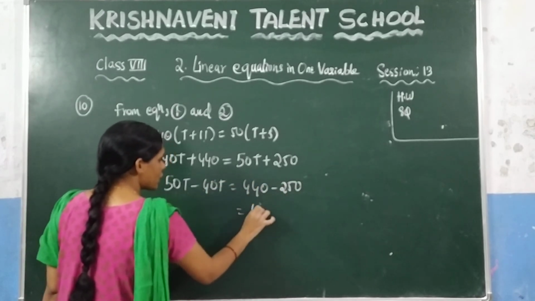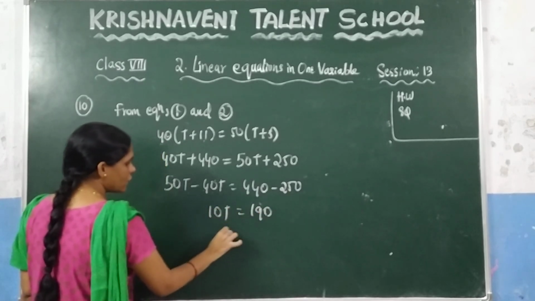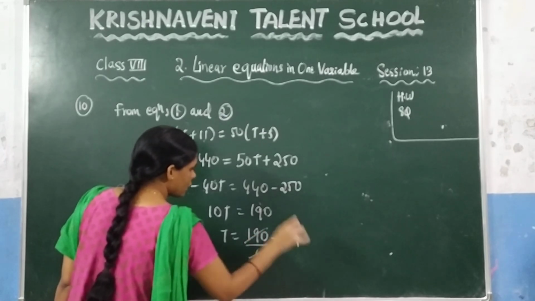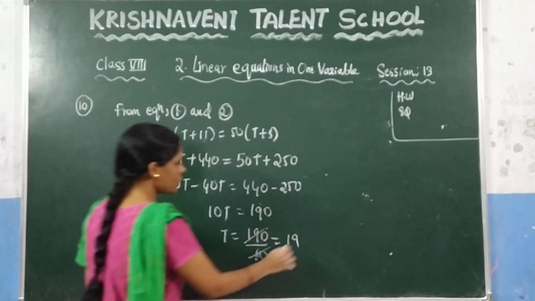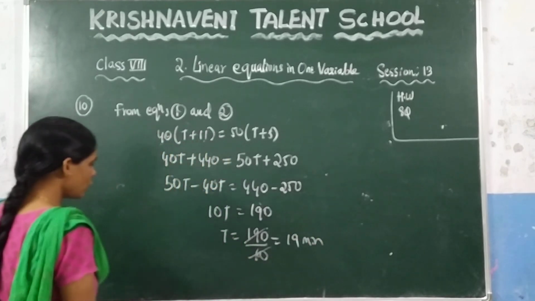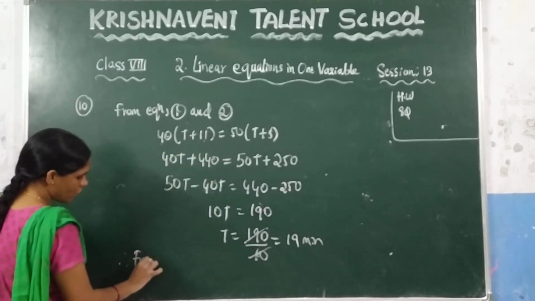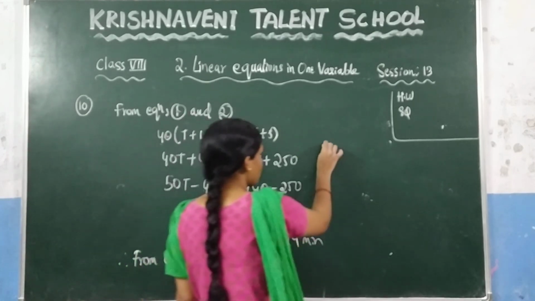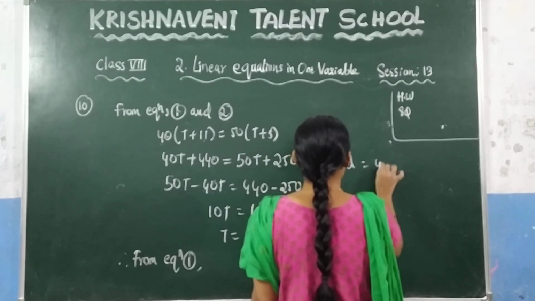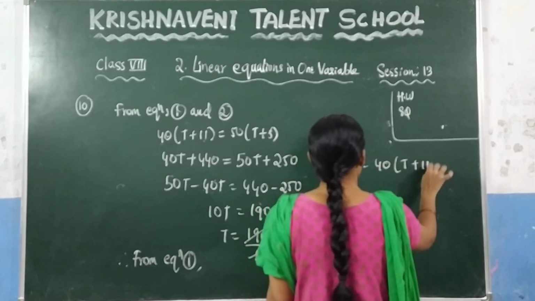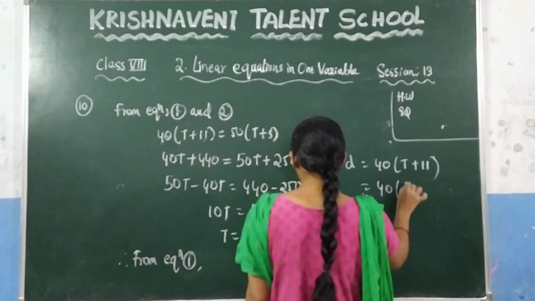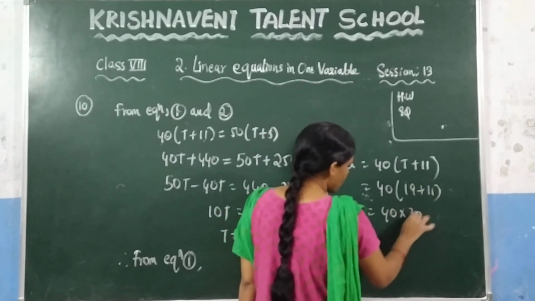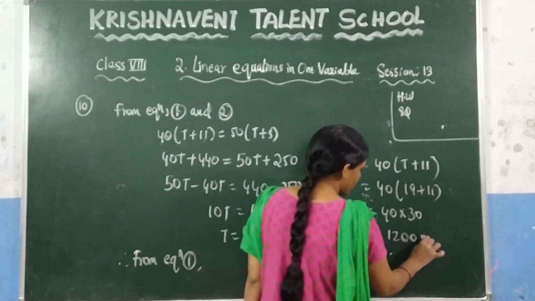What is this value? You get 190 is equal to 10t, so t is equal to 190 by 10, which gives you 19 minutes. Now from equation 1 or equation 2, you can take any one. From equation 1, d is equal to 40 into t plus 11. Substitute the value of t here: 19 plus 11. So you get 40 into 30, which gives you 1200 meters.